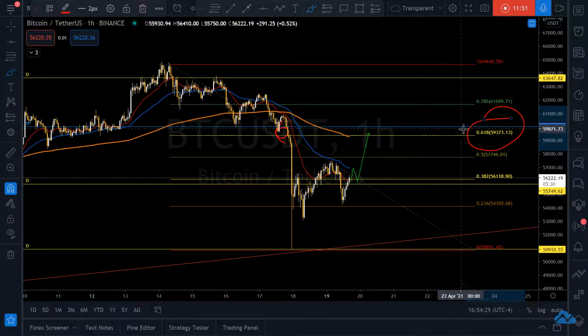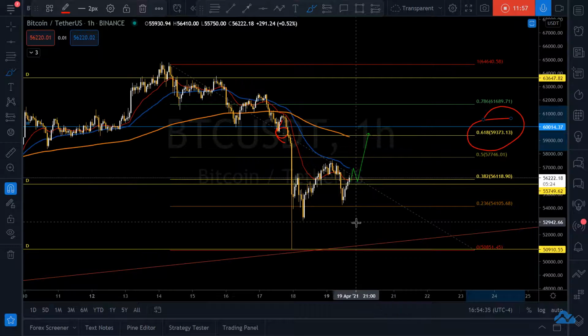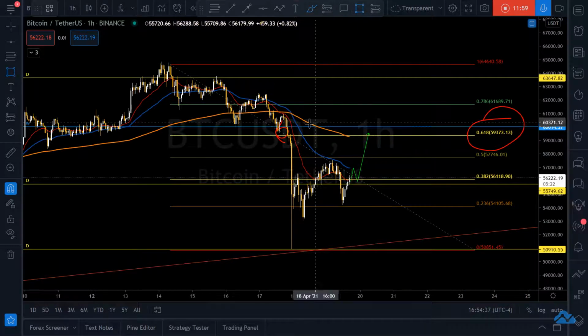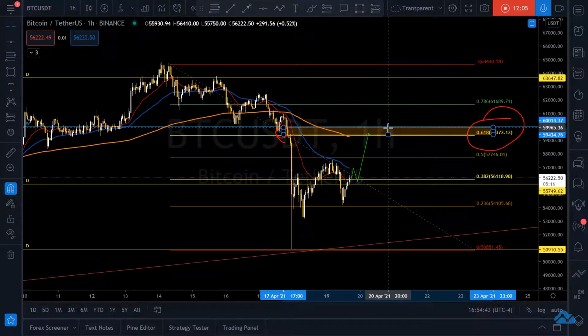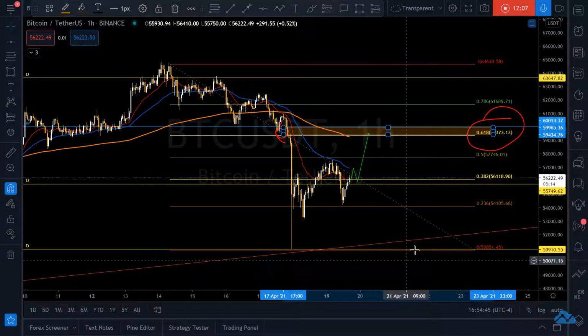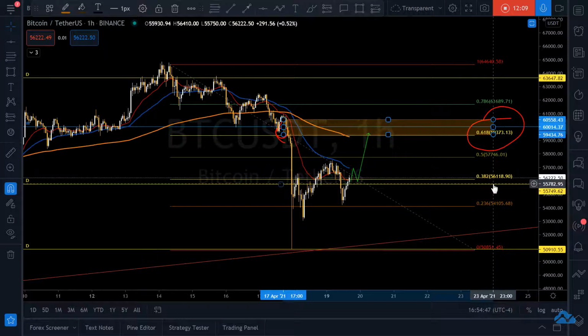This gives me a lot of strong reason to believe that price will have to deal with this area, like this zone right here. Okay, that's all I'm saying.